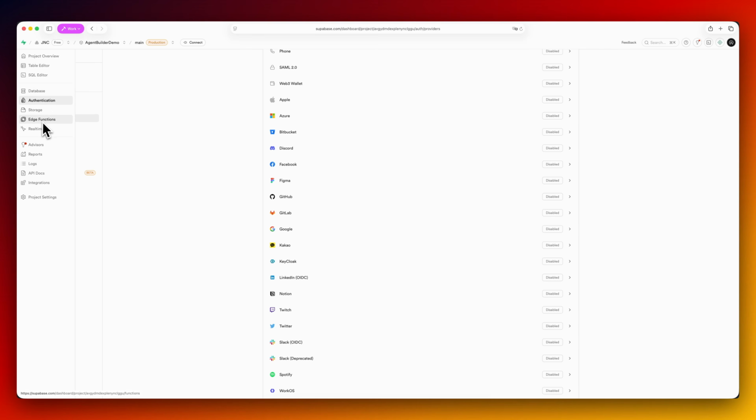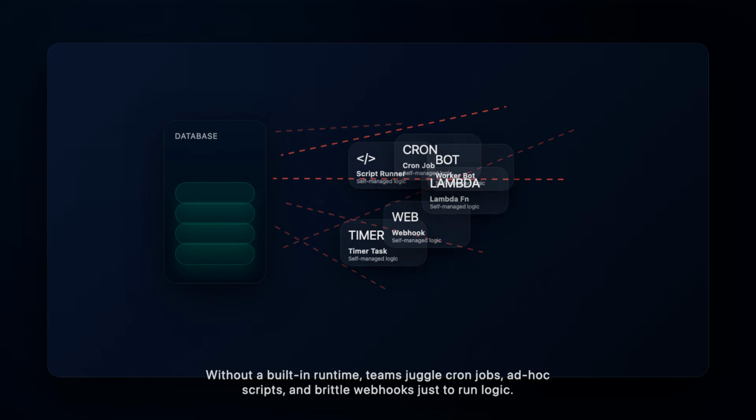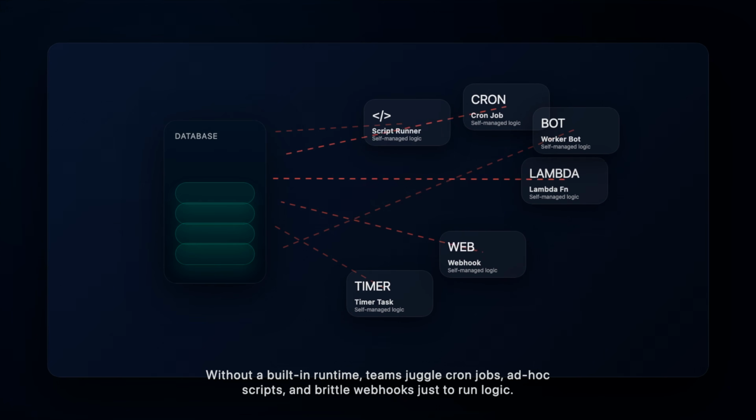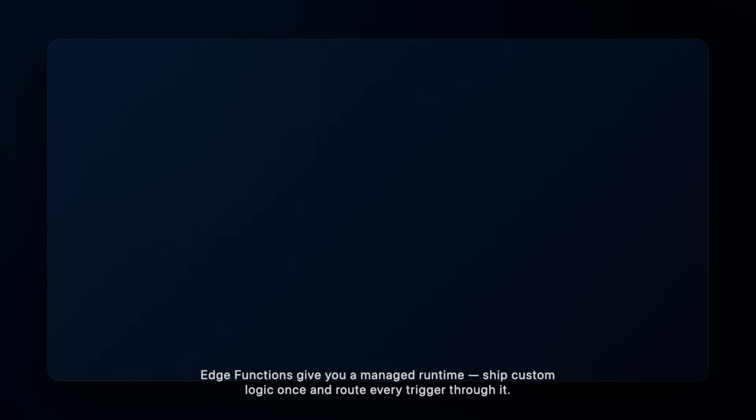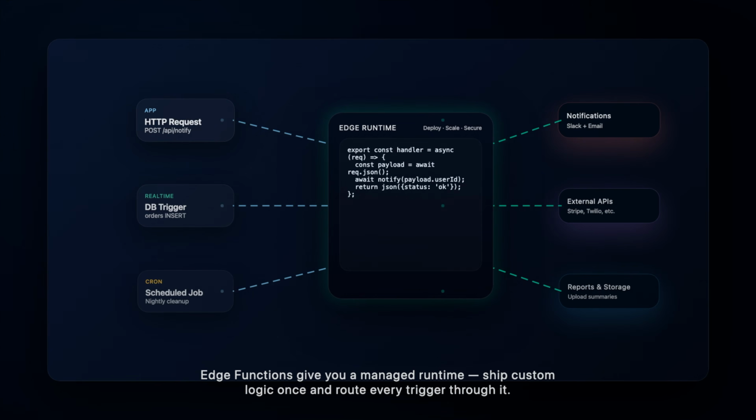And you can combine all of that with your database, with your storage, with your secure policies, and this way it can become all nicely integrated together. Without a built-in runtime, teams juggle cron jobs, ad hoc scripts, and brittle webhooks just to run logic. Edge functions give you a managed runtime. Ship custom logic once and route every trigger through it.